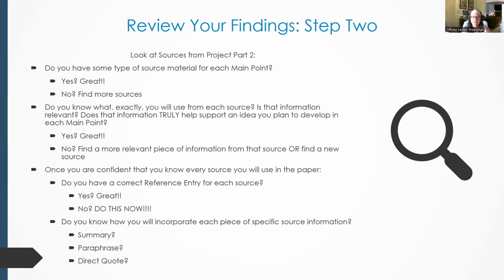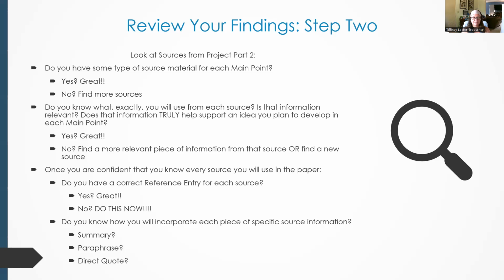But maybe you have 4 main points. And if you only have 3 sources, then you're running the risk of not having source support for that 4th main point. It's possible that one of your sources could cover your 1st main point and your 4th main point, and that's fine. You still have 3 sources total in the paper. So there's some room to maneuver, but do you have source information for each main point? If not, find some, right?